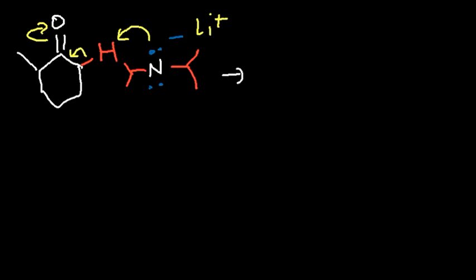LDA, it's a nitrogen atom with two isopropyl groups, and the nitrogen atom has two lone pairs, so it has a negative charge, and it's paired up with a lithium ion. So this bulky base is going to grab a hydrogen and create the enolate ion. So that's the first step, deprotonation.